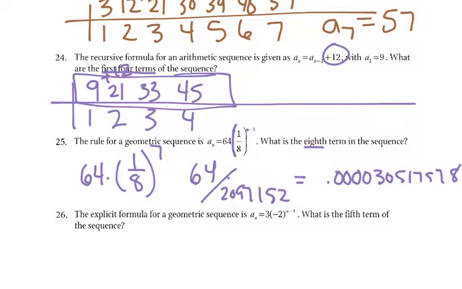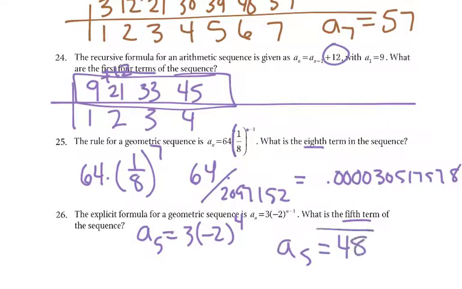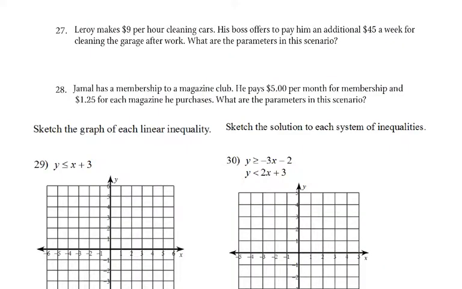24 says what's the 5th term? So I go a sub 5 equals 3 times negative 2 to the 5 minus 1. 5 minus 1 we know is 4. So 3 times negative 2 to the 4th gives us 48. So a sub 5 equals 48. Easy enough, right? Alright, so this will be the first part.